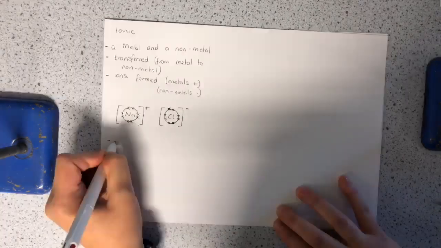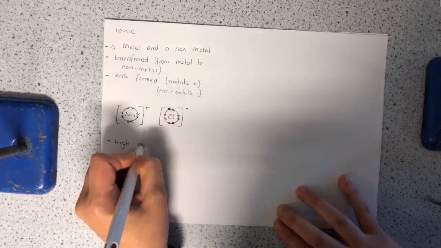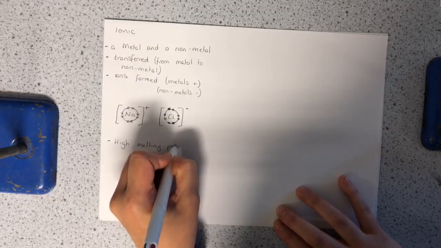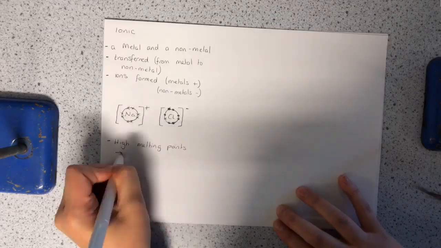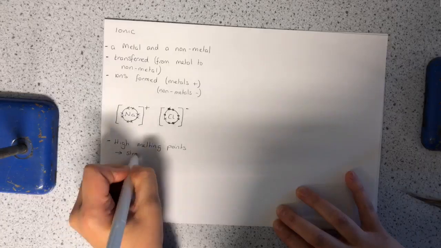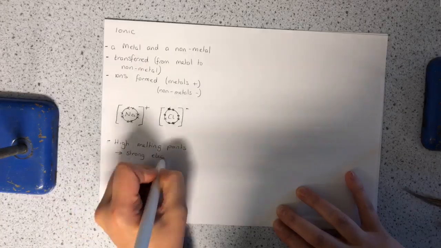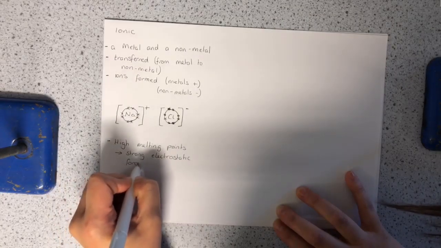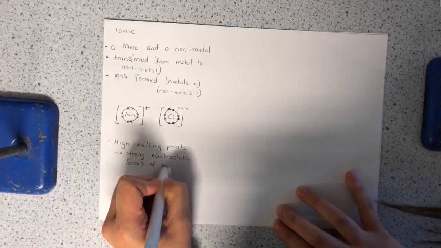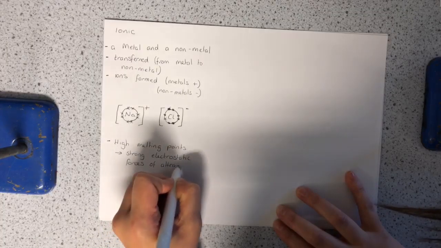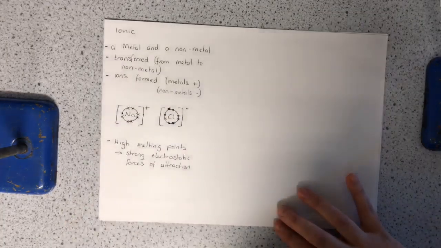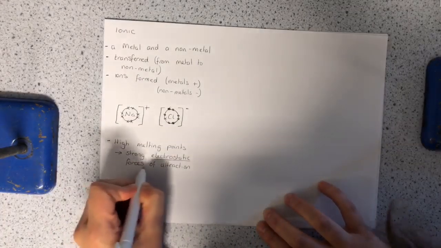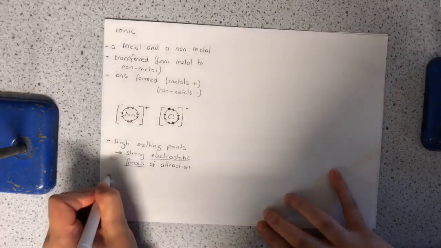So we've got high melting points. And that is due to the strong electrostatic forces of attraction. Because those positive and negative ions are attracted to each other, and that's a strong electrostatic force of attraction.